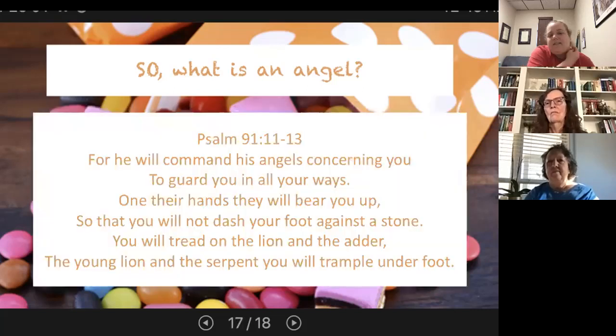So for today's wrap it up passage, I brought us Psalm chapter 19, verses 11 to 13. For he will command his angels concerning you to guard you in all your ways.